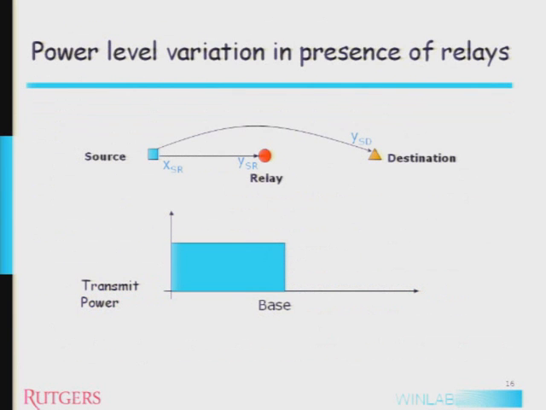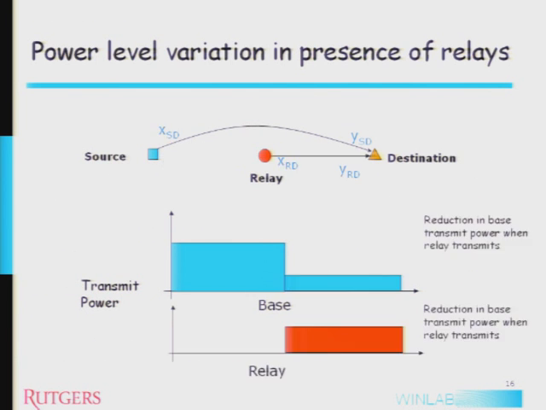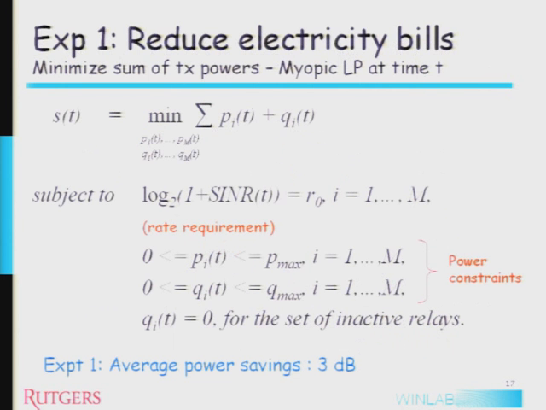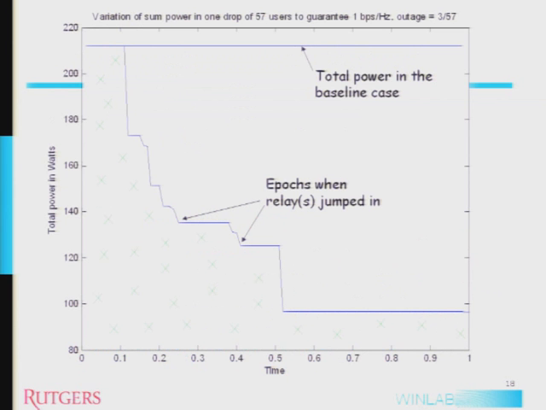So this is just a cartoon. This is the source, relay, and destination. The base station first transmits, and when the relay gets a message, it can reduce the base station power, and the reduction in base station power is shown here. So this is to get the target rate. Okay, so this is the optimization we do. For example, to reduce electricity bills, we can minimize the sum of transmit powers. At each point in time, we can solve a myopic linear program. It's just a very simple linear program to get the desired target rate with power constraints. So we get an average power savings of 3 dB in the system. And this is what happens. As and when the relay jumps into the system, the total power in the system keeps reducing.